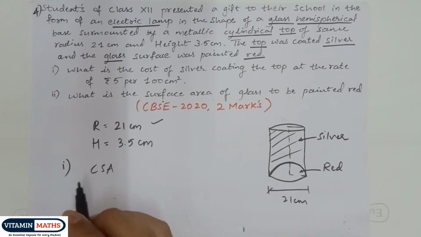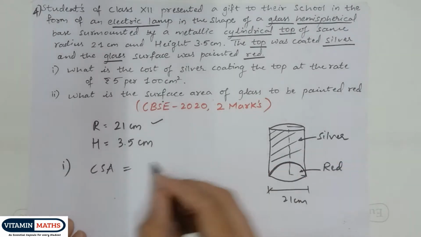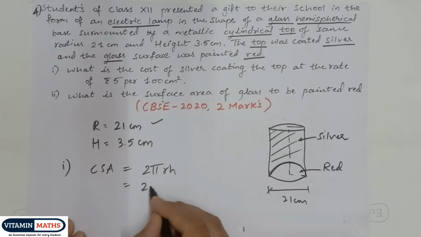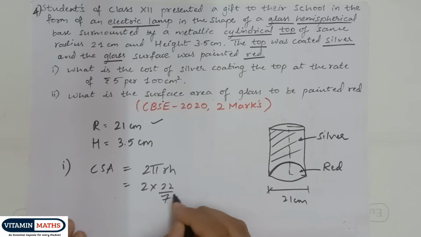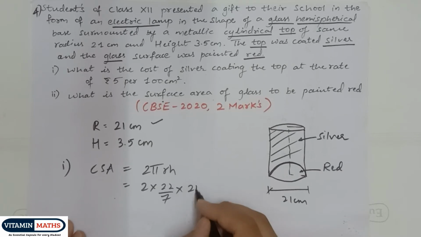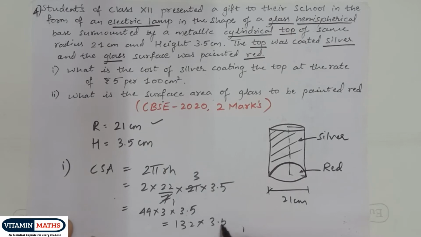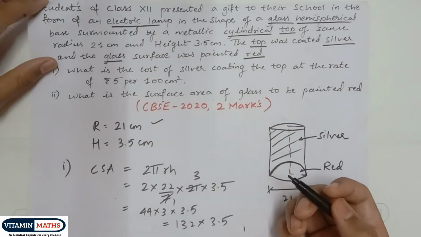Curved surface area of cylinder is equal to 2 pi r h. Let me take pi as 22 by 7. Radius is 21, height is 3.5. So 7 threes are 21, so 44 into 3 into 3.5. So 44 into 3 is 132, into 3.5. Let me take another sheet here.